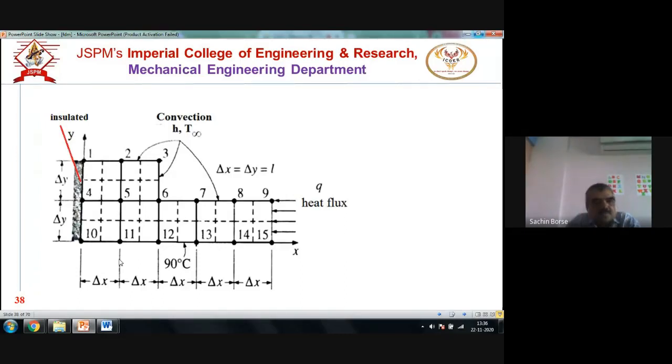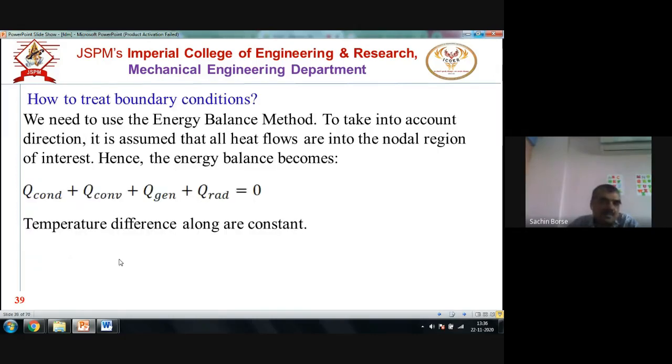Now we'll move further. We already know how to treat the elements internally, but how to treat the nodes at the boundary? Here we will add how to treat the boundary condition. That is our aim here. Now we'll move further, slide number 40.